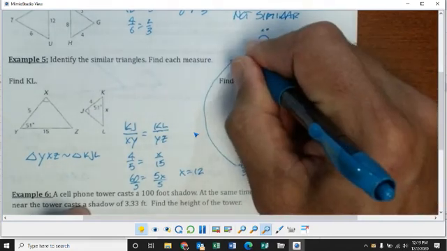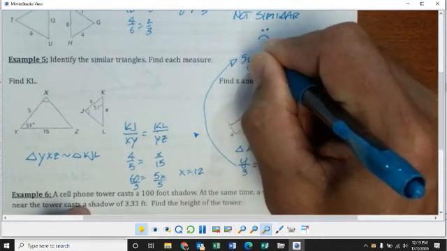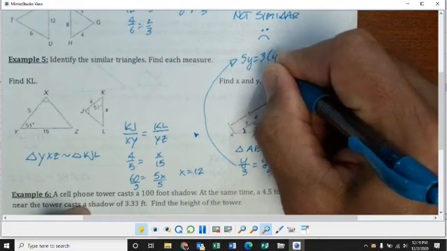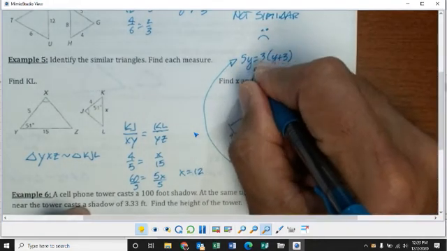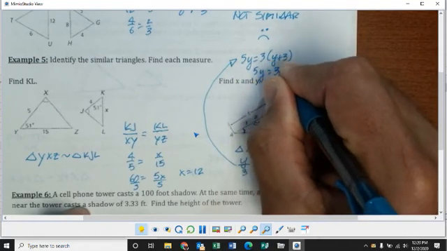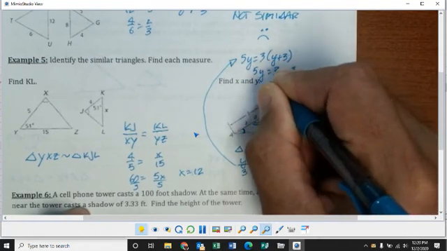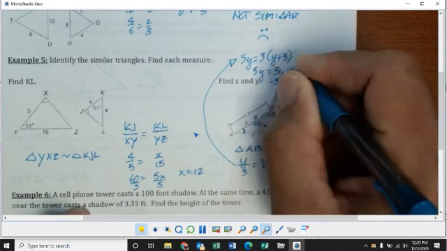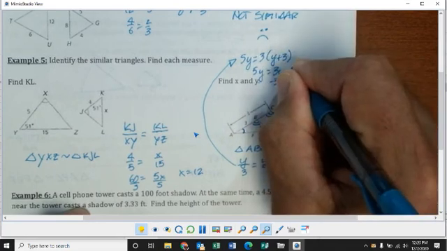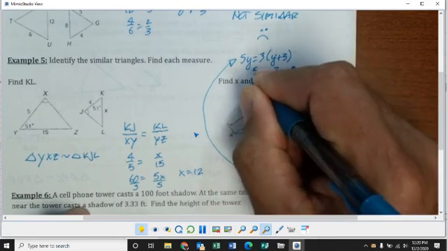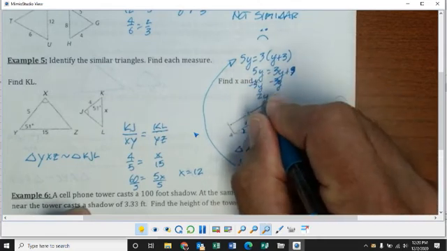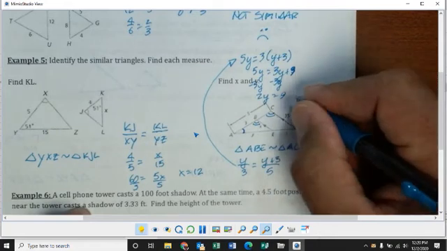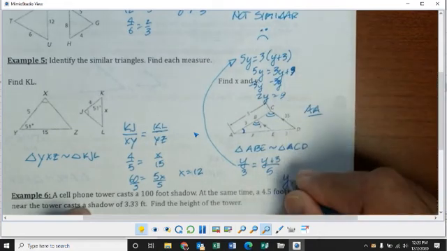Cross multiply, I get 5y equals 3 times all of y plus 3. So that gives me 5y equals 3y plus 9, since 3 times 3 is 9. Got to distribute. Minus 3y minus 3y. I get 2y equals 9. So y is equal to 9 over 2, or 4.5.